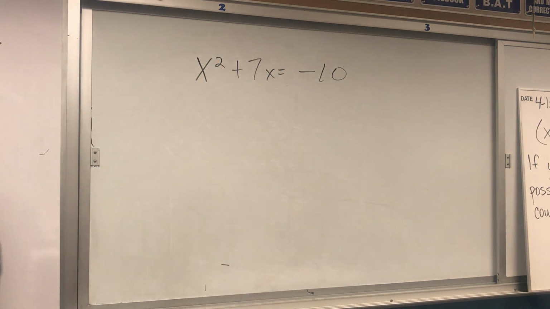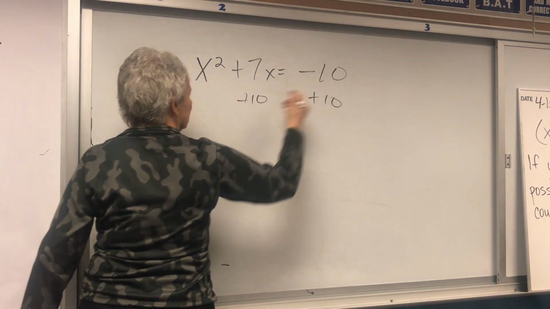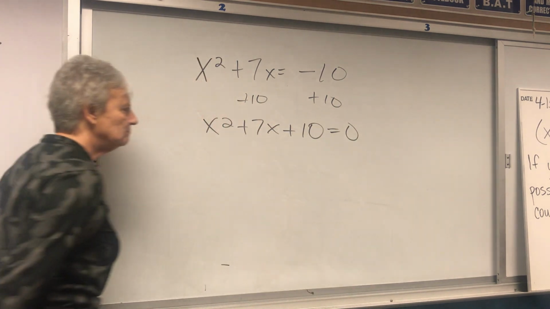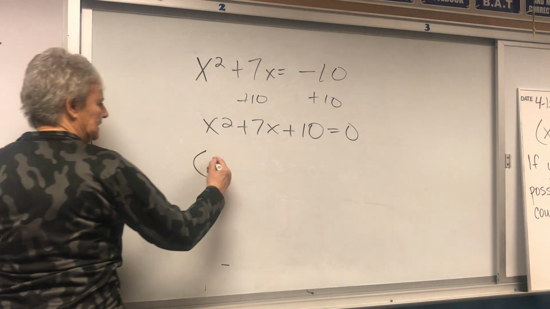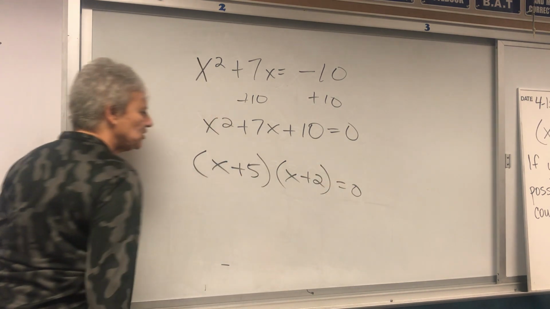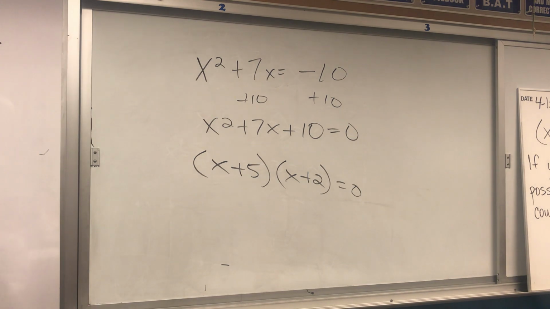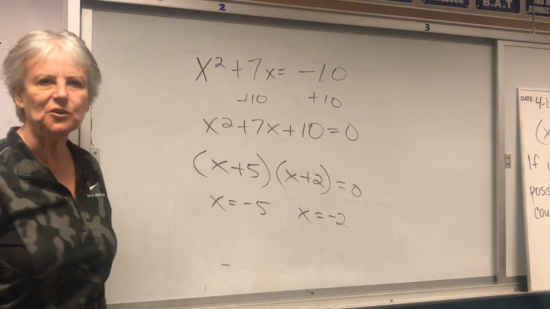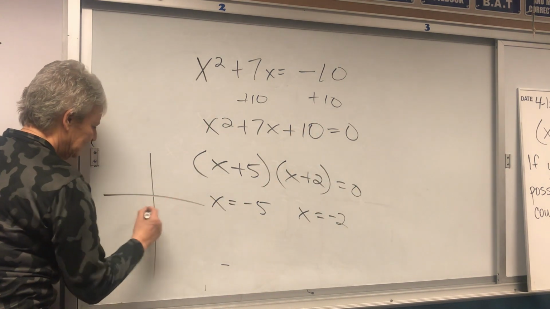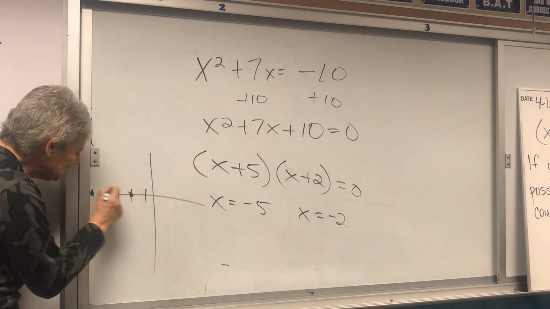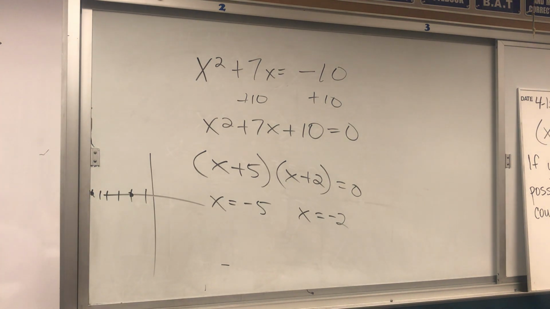-10. What do I do? You add 10. X squared plus 7x plus 10 equals 0. You get x plus 5 and x plus 2 for those. What are the solutions? The root or the 0? -5, -2. That means, I want to keep reminding you what this means, that it crosses here and here. Okay?